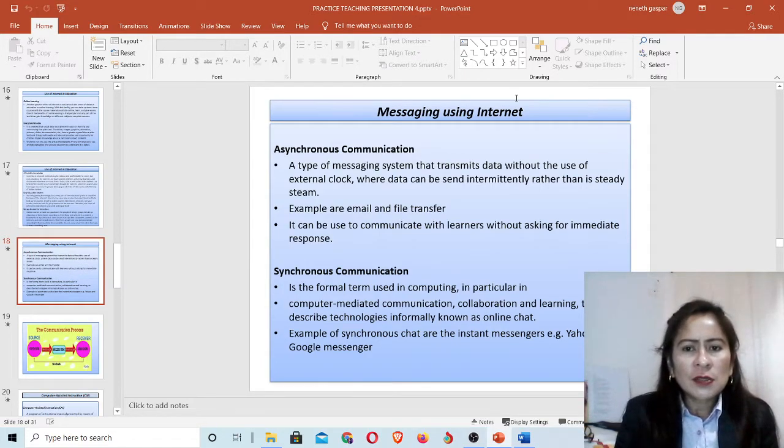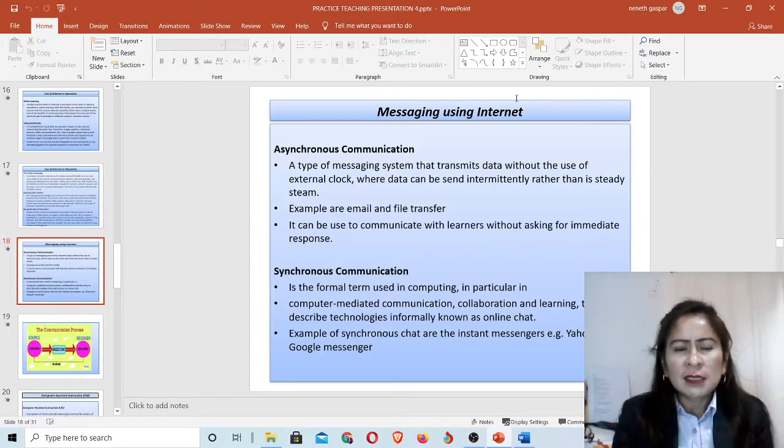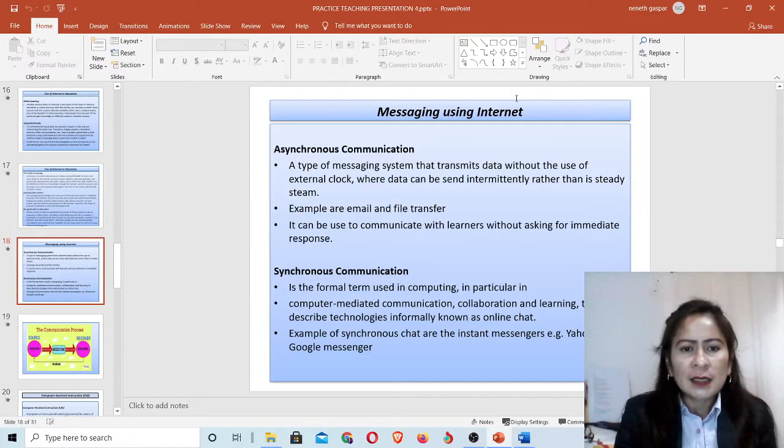Messaging using the internet. Asynchronous communication is a type of messaging system that transmits data without the use of an external clock, where data can be seen intermittently rather than as a steady stream. Examples are email and file transfer. It can be used to communicate with learners without asking for an immediate response. This is asynchronous communication.